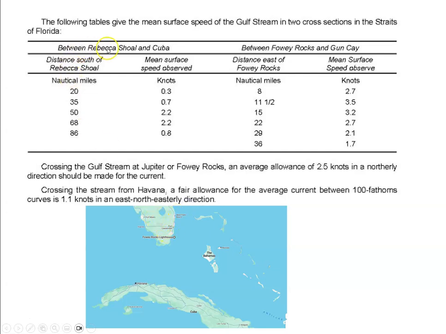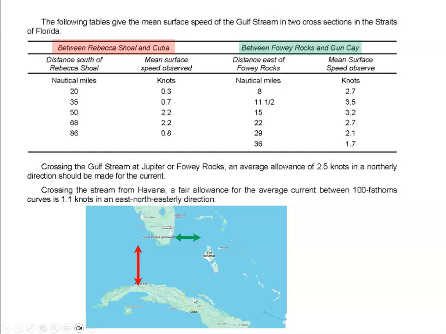But just to give you an idea, Rebecca Shoal to Cuba: Rebecca Shoal's about here, and there's Havana. The current starts about 20 miles out, which might be around here, at about 0.3. At 35, it might be 0.7. At 50 miles, it might be about 2.2. That's the axis. So the axis is around here, 50 to 68, and then it decreases, okay? And then over here is between Fowey Rocks and Gun Key. They're giving you the idea of where seasonally the Gulf Stream might generally be, offshore.